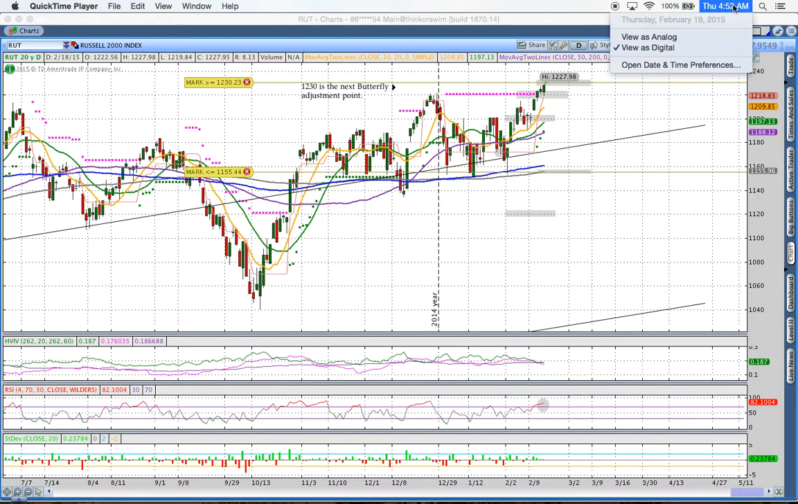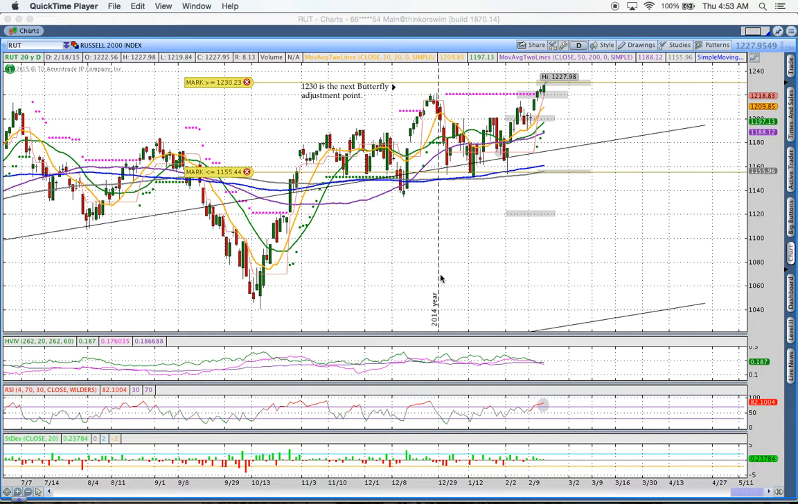Today is Thursday. What day is it? February 19th, 2015. It's 4:52 a.m. here, Mountain Time. So we're about 2.5 hours or so before the markets open. They open at 7:30 Mountain Time.